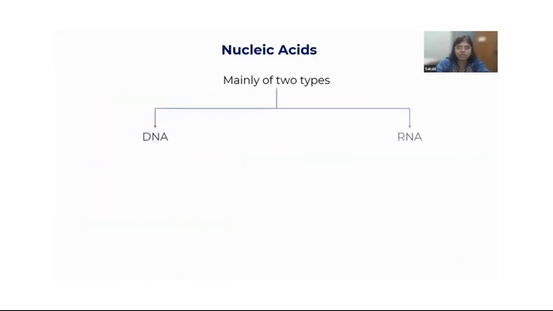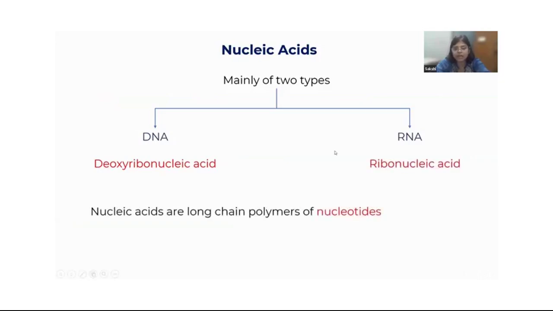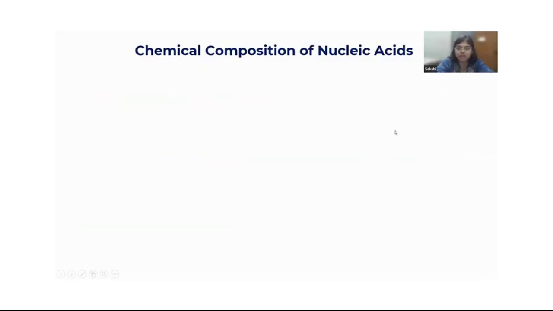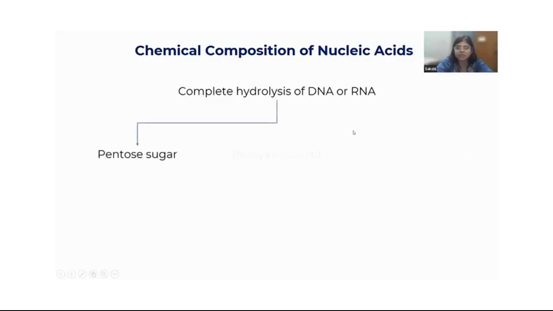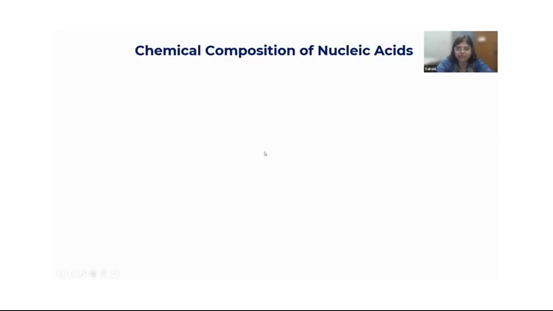What are nucleic acids? There are two types, that is DNA and RNA. DNA is deoxyribonucleic acid, RNA is ribonucleic acid, right? Nucleic acids are long chain polymers of nucleotides, so we need to understand what these nucleotides are. Nucleic acids are also known as polynucleotides. Let us consider the chemical composition of nucleic acid. A nucleic acid is made up of pentose sugar, phosphoric acid, and nitrogen-containing bases.